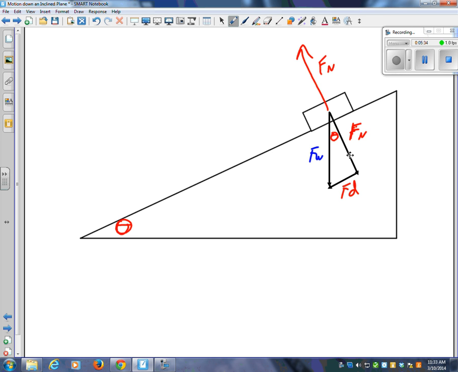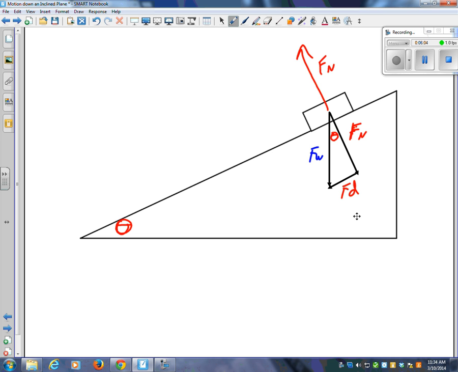Which one of all those forces is actually causing it to roll down the ramp? The force down, the FD, really, right? The bigger the FD, the faster it goes, which would mean that if the angle of this is steeper, then FD is going to be bigger, which means it's going to roll down the ramp faster, right? Does that make sense?